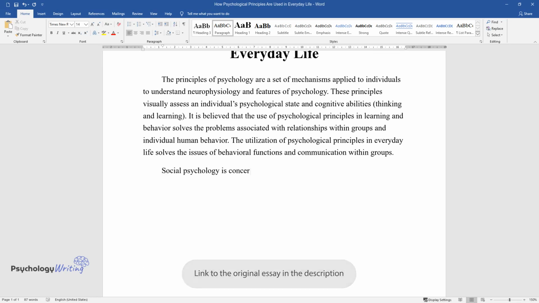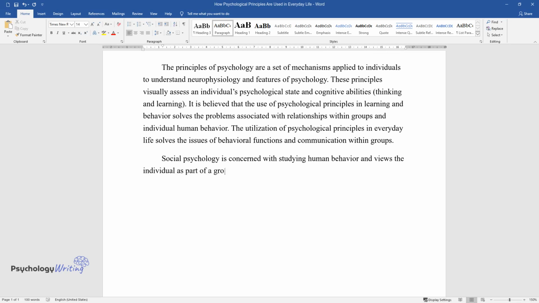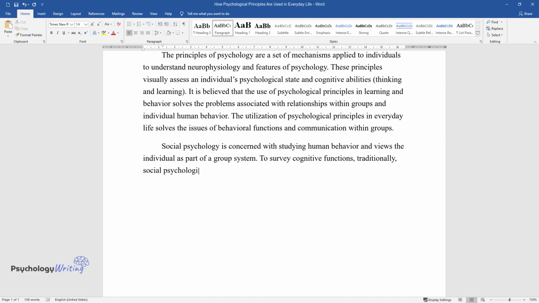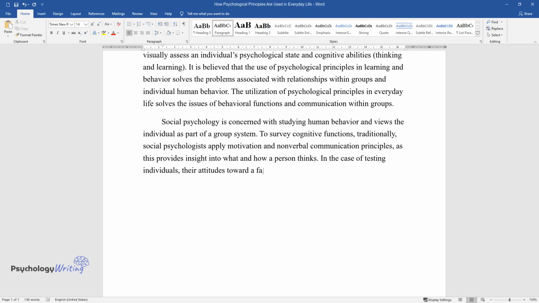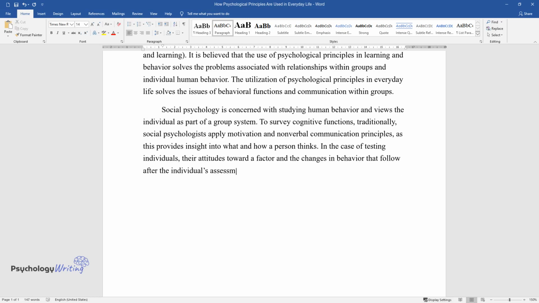Social psychology is concerned with studying human behavior and views the individual as part of a group system. To survey cognitive functions, traditionally, social psychologists apply motivation and nonverbal communication principles, as this provides insight into what and how a person thinks. In the case of testing individuals, their attitudes toward a factor and the changes in behavior that follow after the individual's assessment of the event are evaluated.